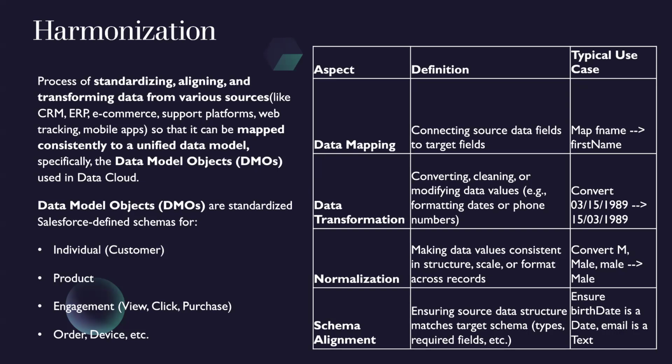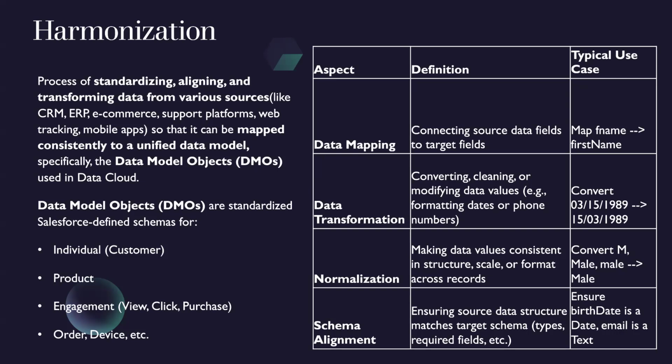Next process you do is normalization. So, for example, you are storing gender as M, let's say in your ERP system, and maybe male in your e-commerce system. So you need to make sure you do the normalization and you have a single value for a particular gender in your Data Cloud object.